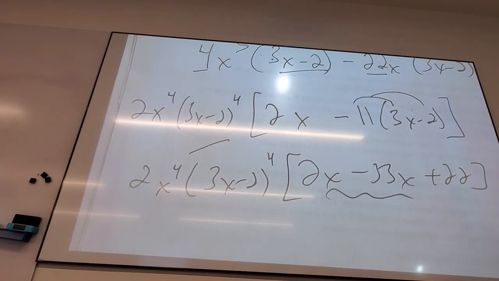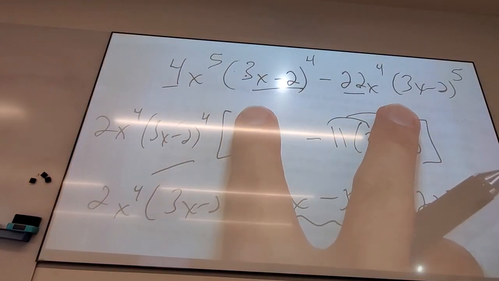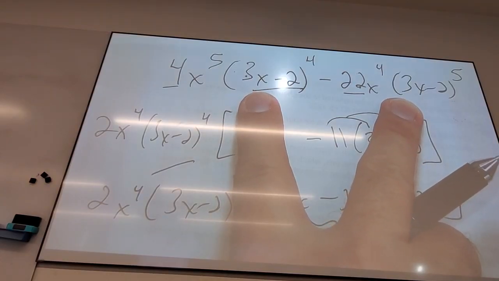So that's one level of this problem. Is just noticing it's just a GCF problem.